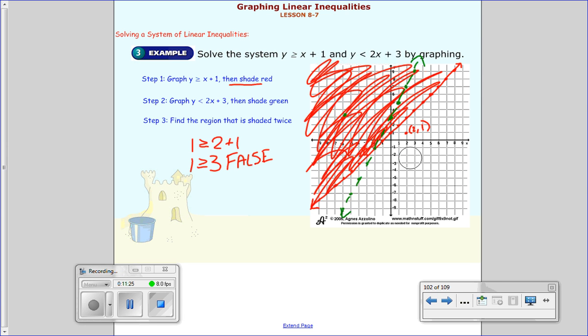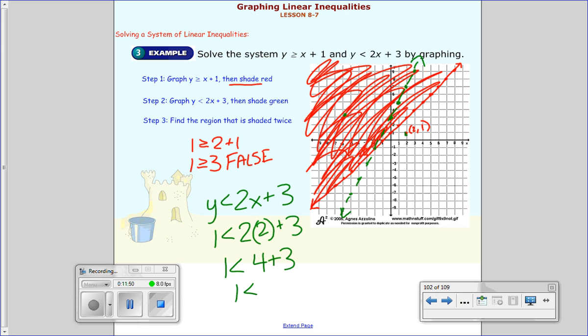So I just go ahead and choose a point. You know what? Why don't I use 2, 1 again? Might as well. So y is less than 2 times x plus 3. y is 1, x is 2. So I have 1 is less than 7, which is true. So I shade on the side of this one.